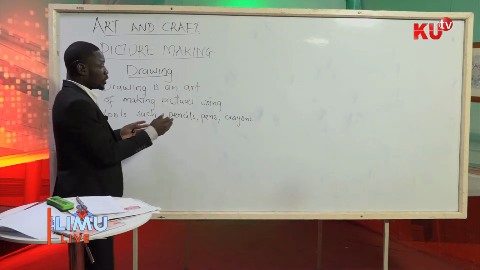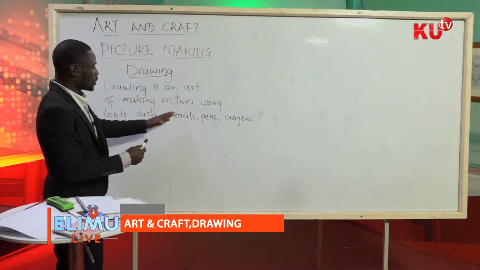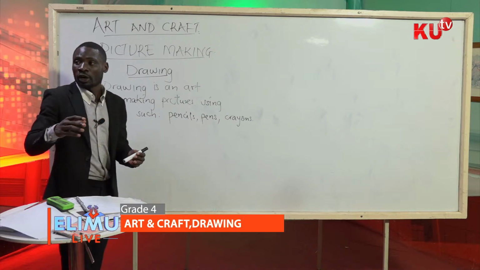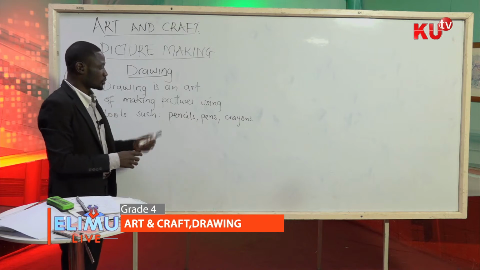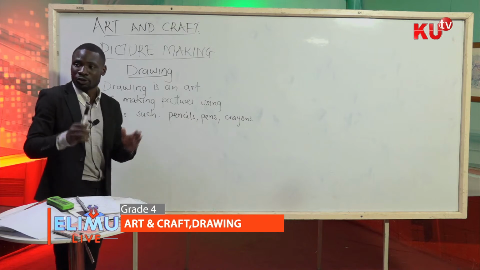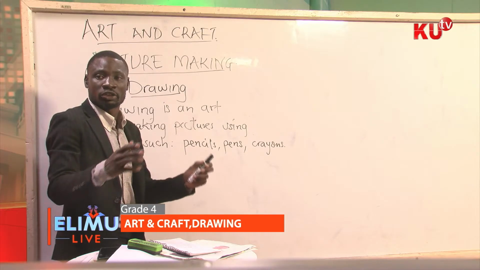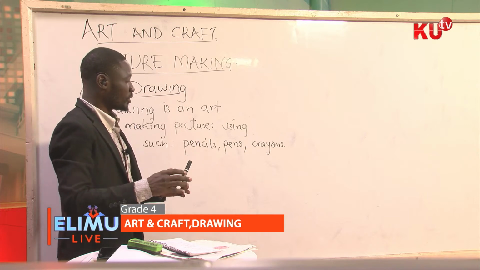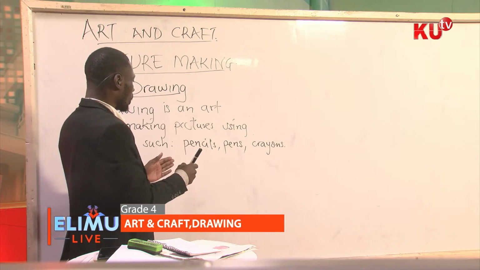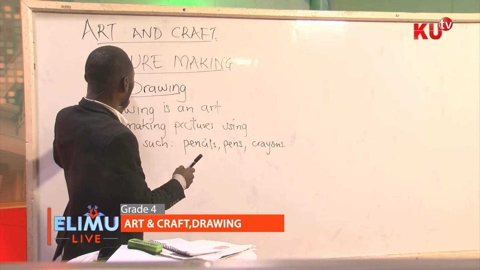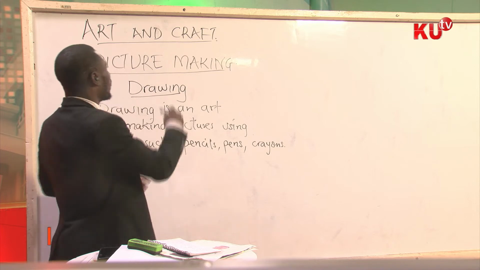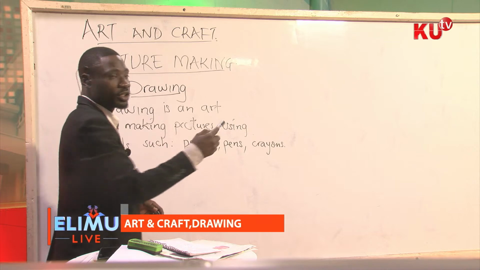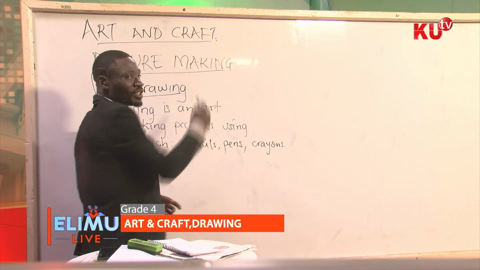You can use a pencil to draw on surfaces such as paper. You can also use walls, you can also use boards, any surface that you desire to make a form through drawing. Drawing is one of the techniques of making pictures.